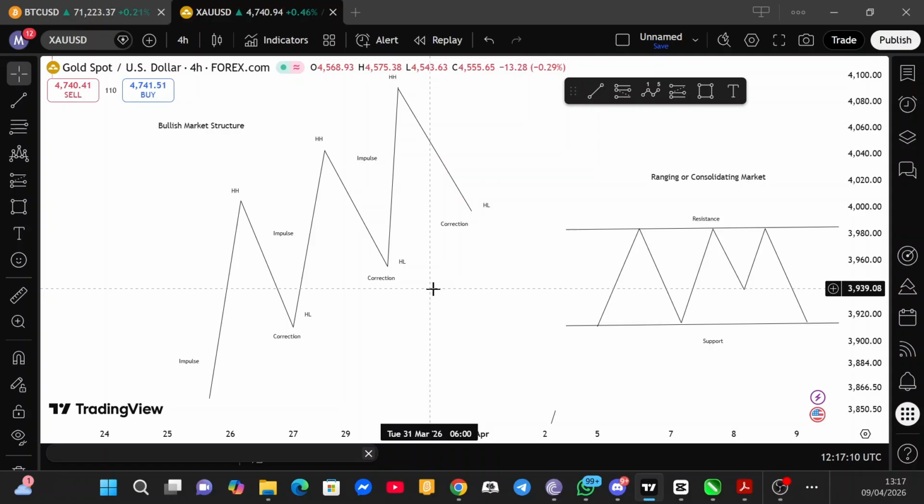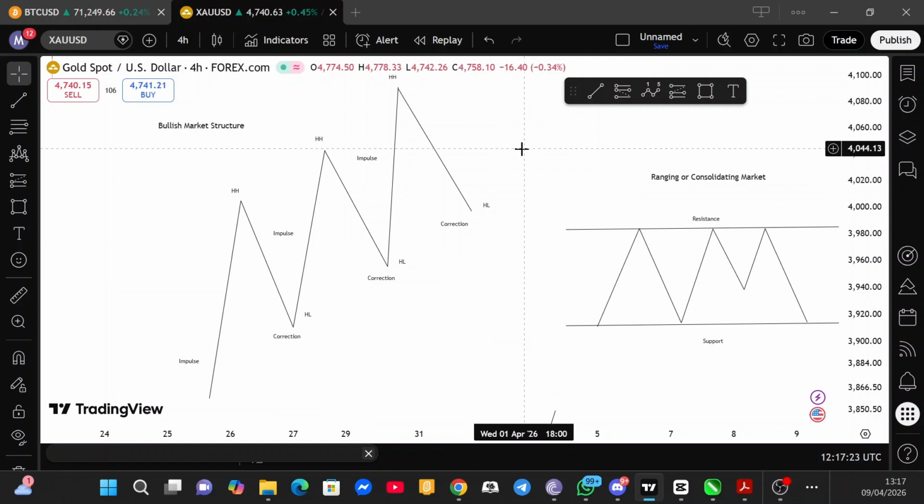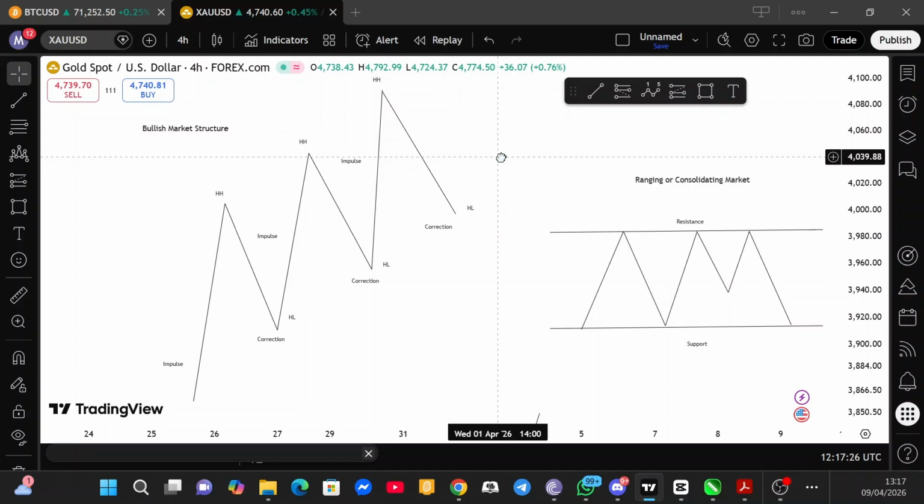But why will you not trade against the trend if you are not even able to determine what the market trend is? So you must be able to look at the market, the chart, and identify the trend of the market. And that is what we're trying to learn today. So this is a clear example of a bullish market structure.